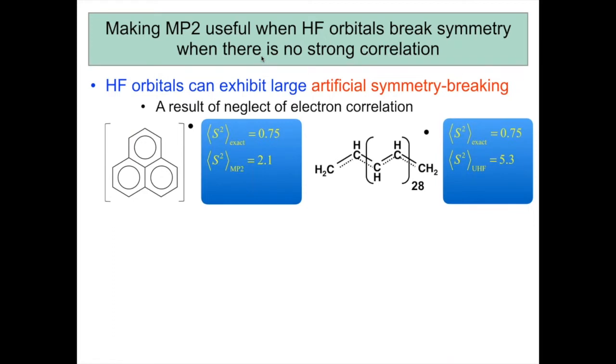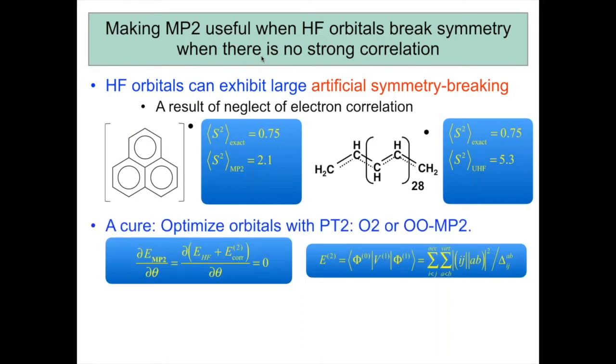And this is a polyenyl radical containing 31 carbon atoms, and it should have an S² value of 3/4 for a doublet, and instead unrestricted Hartree-Fock gives you 5.3. If you do MP2, it's about the same. So this is big artificial symmetry breaking because polyacetylene is actually a fairly stable material. How do you get rid of it?